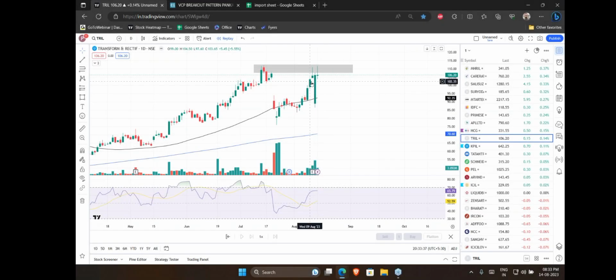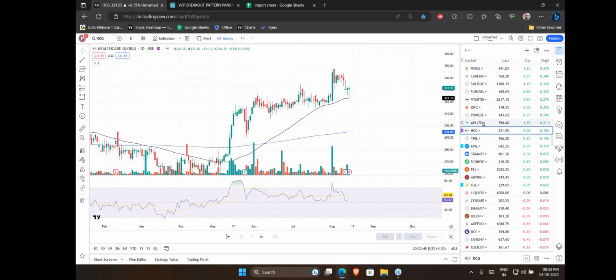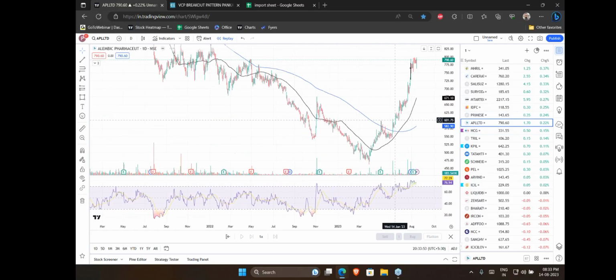So that is KPIL. Let's move on to Trill. Twice the price got rejected, so we should not pick it up. HCG, not good right now. Alembic Pharma, not good right now.